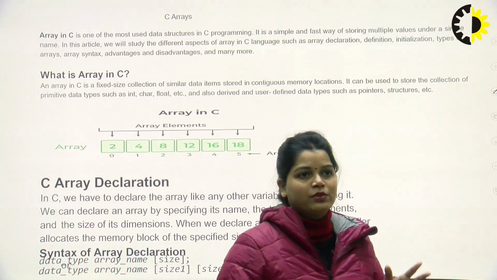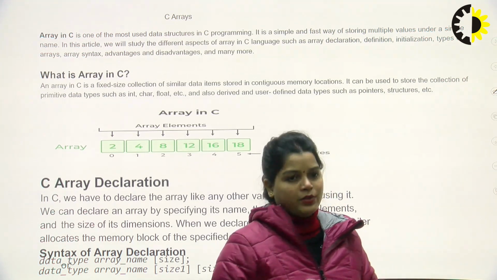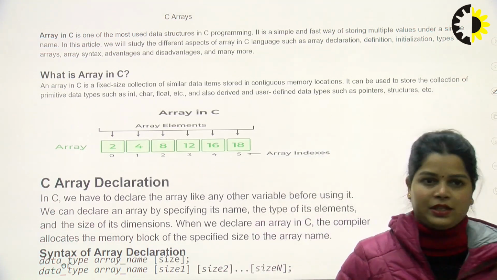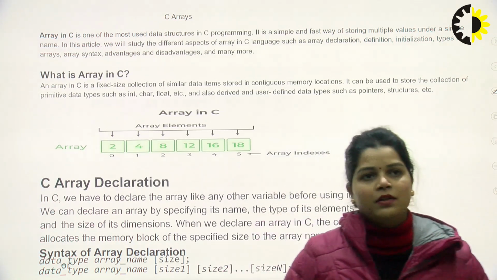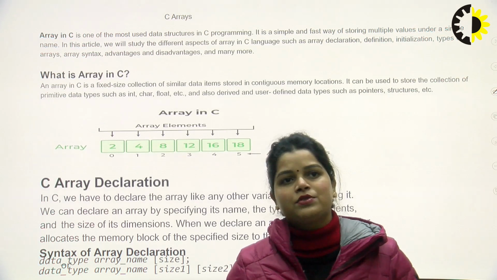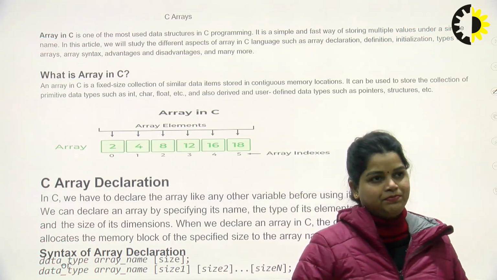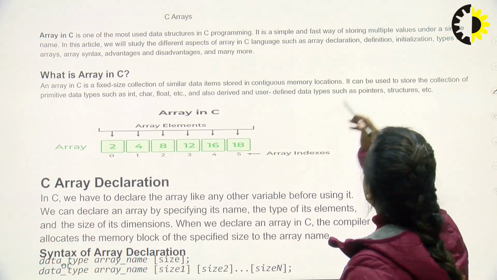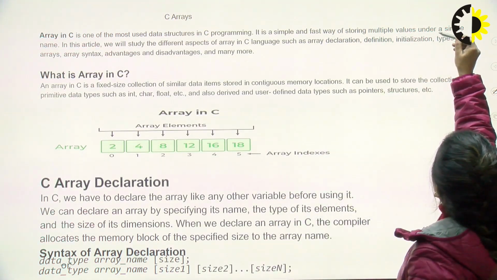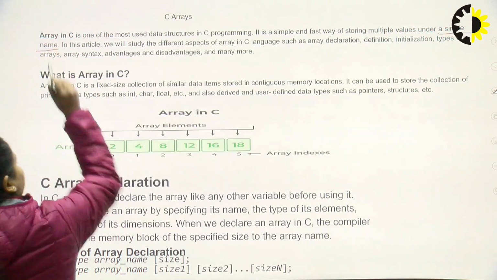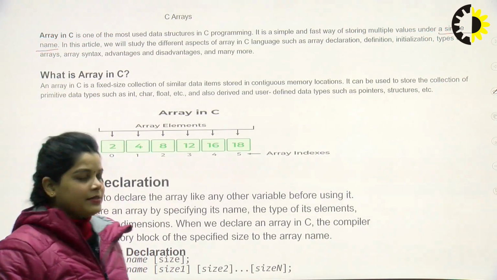An array is one of the important data structures in C programming. It is a simple, fast way of storing multiple values under a single name. This single name is what I have said just now. Single name is very important. You will learn this further in the slides.